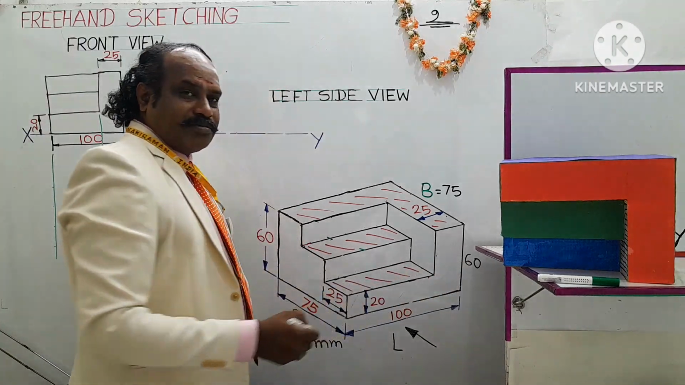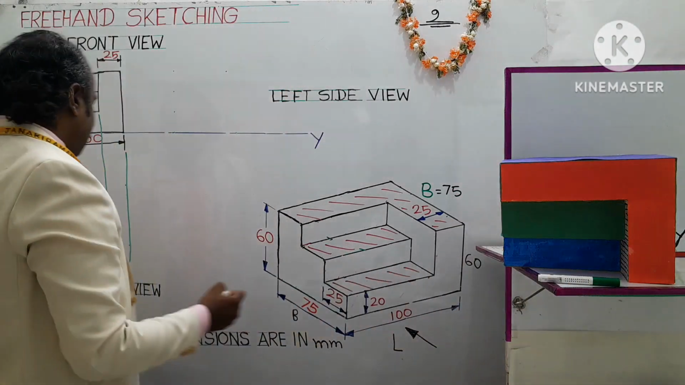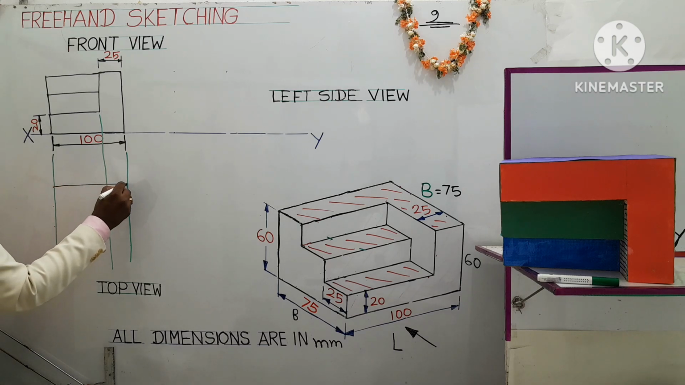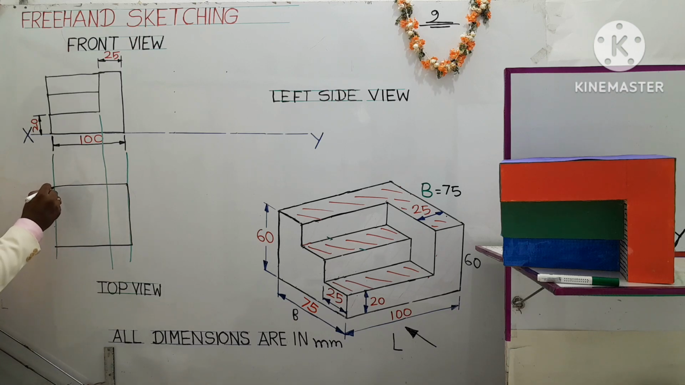Overall length is 100 mm. Okay, so this will enclose a rectangle. First you consider a rectangle having the length and breadth of the object. Length is the same as the front view length, which we extended using projection lines. Draw a horizontal line and draw one bigger rectangle equal to the breadth of the object and the length of the object. This forms a boundary of the view called top view.